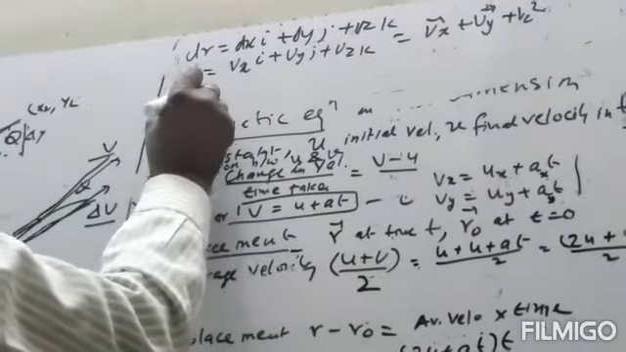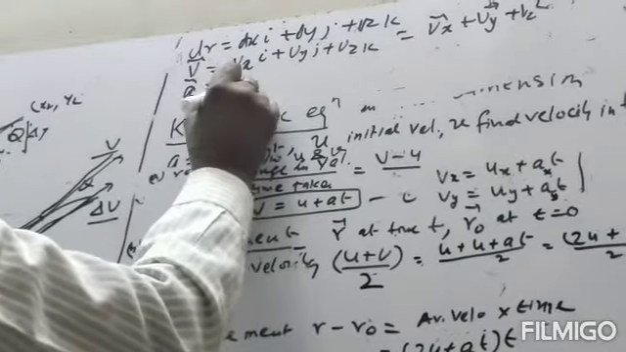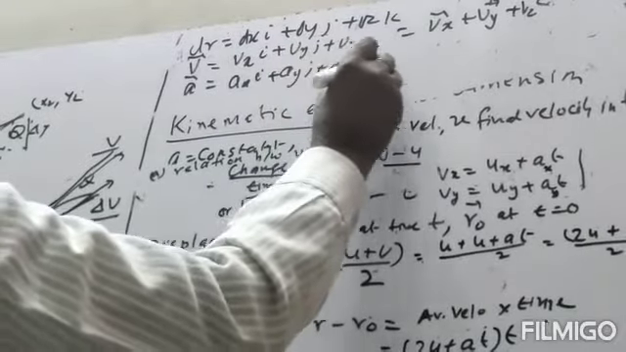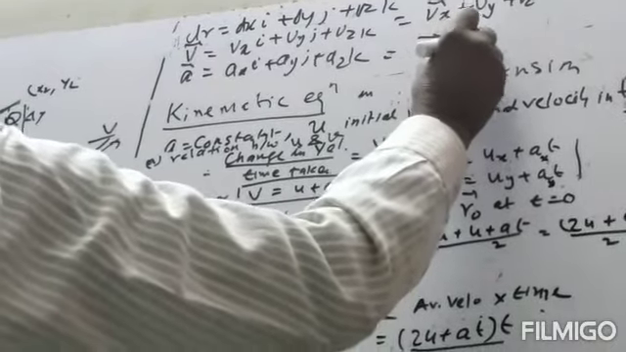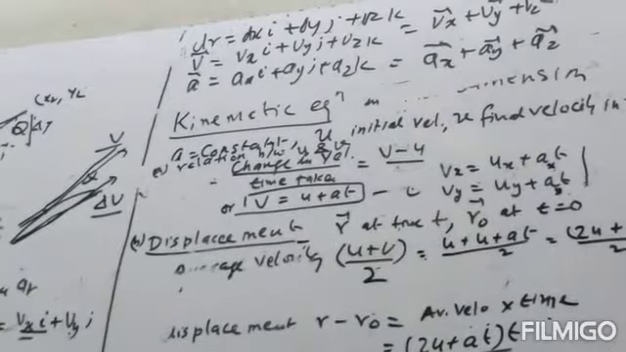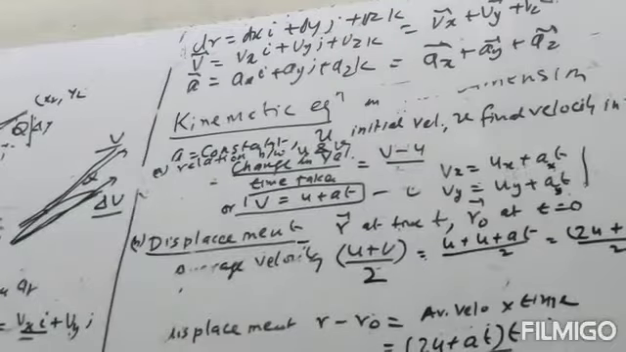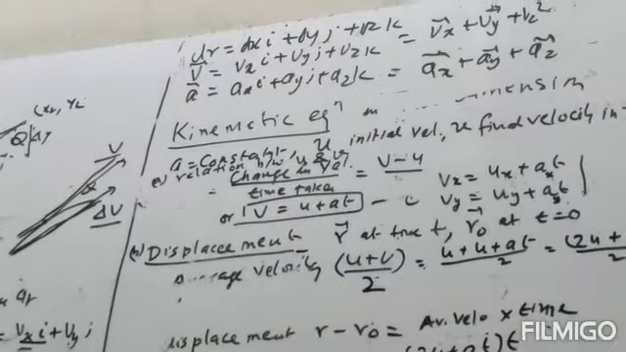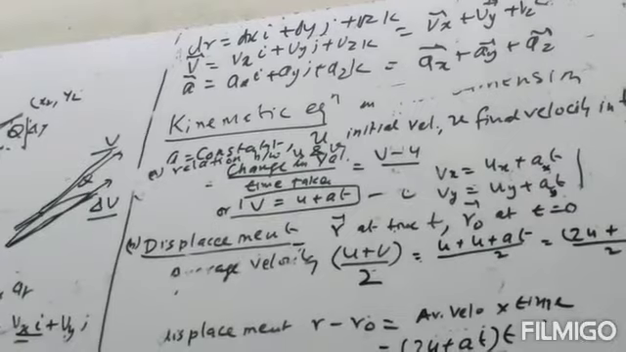Similarly, what will be the acceleration? Acceleration will be equal to axi plus ayj plus azk, or this is equal to ax vector plus ay vector plus az vector. So what is the inference? The inference is that the total velocity and total displacement are the sum of the displacements in different dimensions.